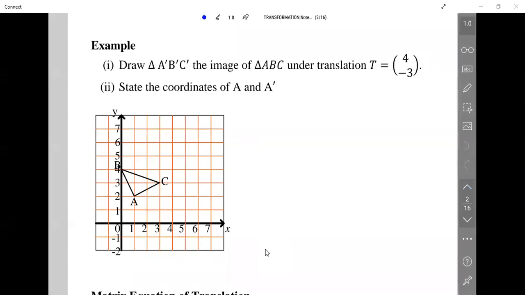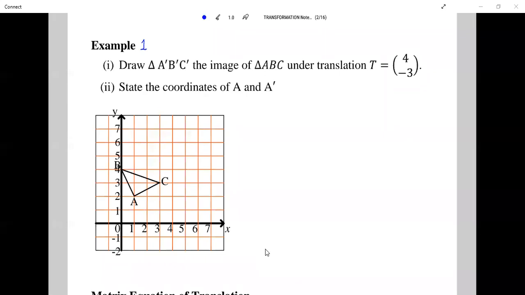This example, let us say this is example 1. In example 1, what we have in the diagram is a triangle. This is triangle ABC. The vertices are A, B, and C. A is at the point 1, 2. C is at the point 3, 4. And B is at the point 0, 4.